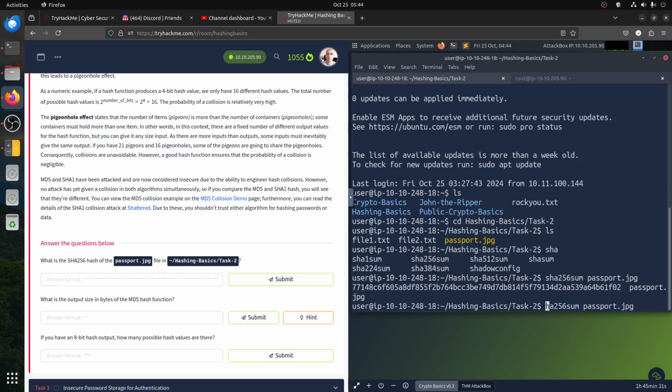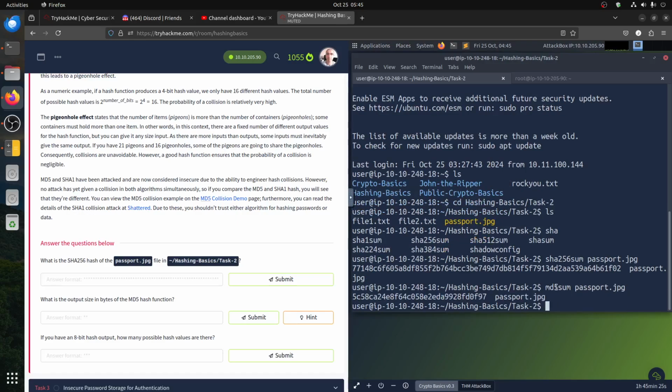If I do, for example, an MD5 here, MD5 is 128 bits. If you count them, how many do we find here? 32. 32 characters, and because it's hex, each is 4 bits, so 32 multiplied by 4 is 128 bits.